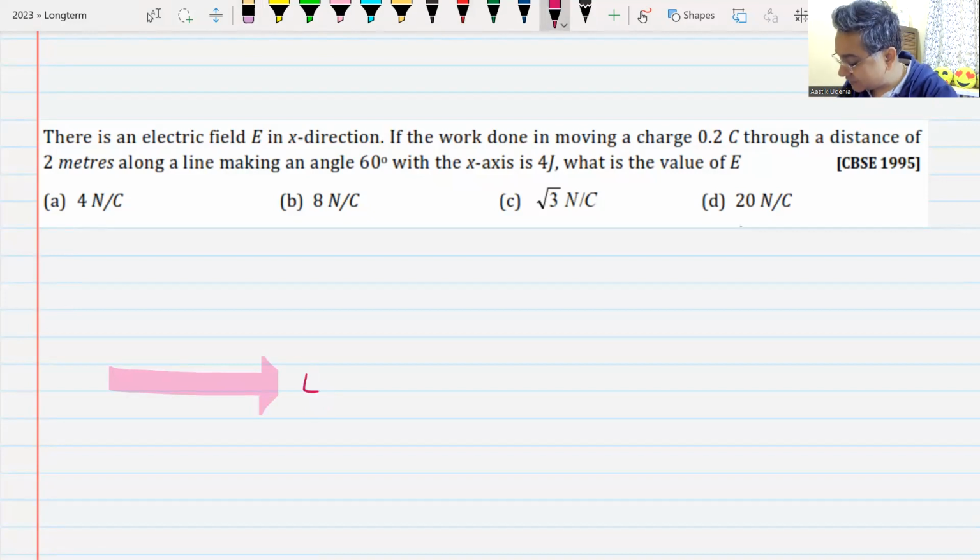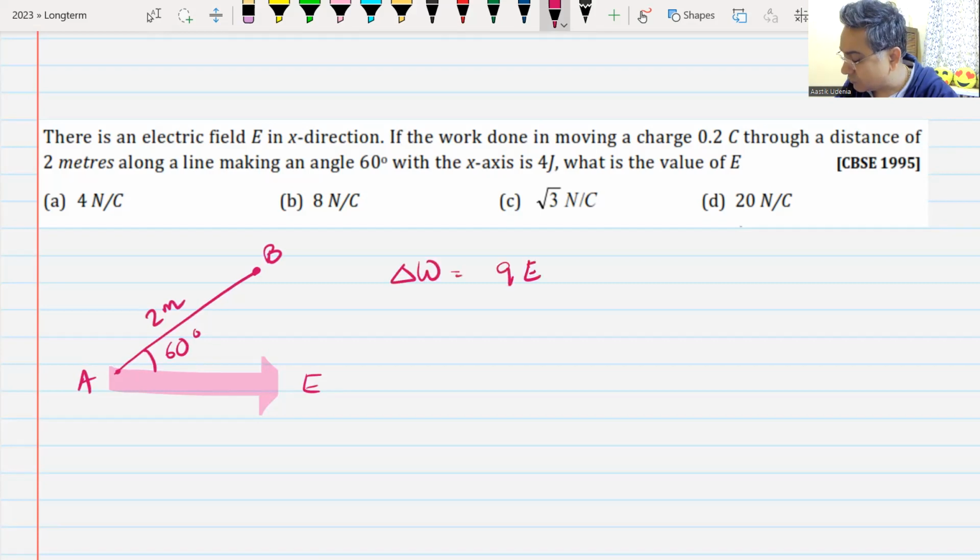Your electric field is in this direction, E. And I have to move it like this, 2 meters from A to B. You can write the work done as QE, which is the force, into the displacement, into the angle between this and this. You put the values, you get the answer, and you stay happy. We understand this? Yes, sir.